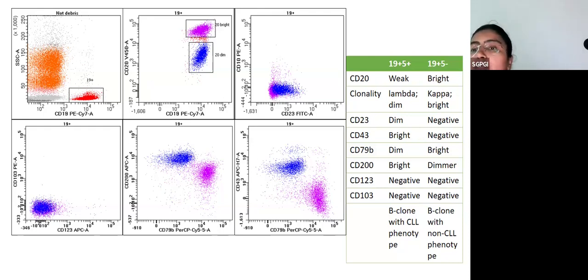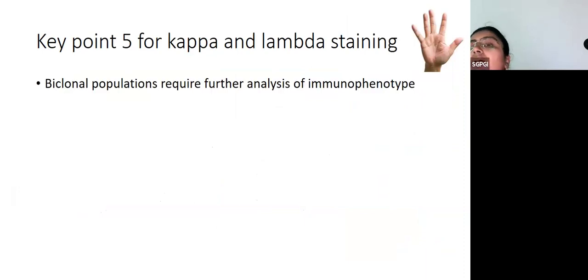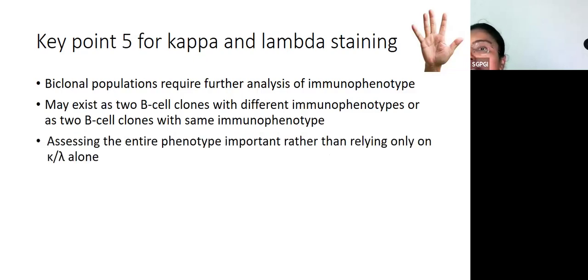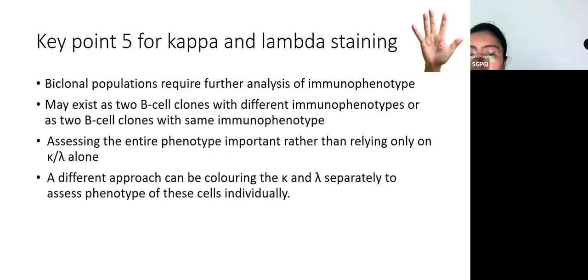So in this case, what was the problem with kappa and lambda staining? There can be biclonal populations, right? So you had two B cell clones, one of which was kappa restricted, the other that was lambda restricted. So if you just were looking at total B cells in the system, you would not make out clonality very well. However, you can resolve it if you analyze the immunophenotype further. So this can exist as two separate B cell clones, like I showed you, with two different immunophenotypes. Sometimes even in the same disease, you can have two separate clones. So assessing the entire phenotype is important rather than relying in isolation on the kappa or lambda staining.